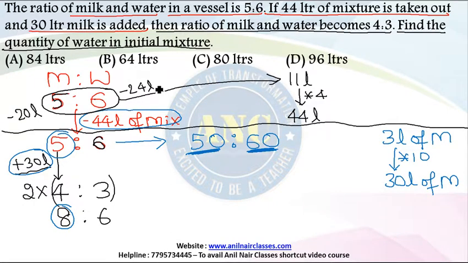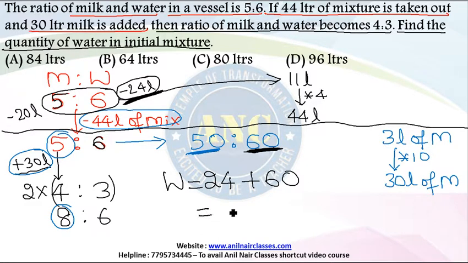That means, can I say that after removing 24 liters of water, I still have 60 liters of water left with me. After removing 24 liters of water, in simple language, after distributing 24 chocolates, I am still left with 60 chocolates in my box. That means the initial number of chocolates which were there is the 24 which were distributed and the 60 which are left. Total is 24 plus 60. Answer for this question is 84 liters.